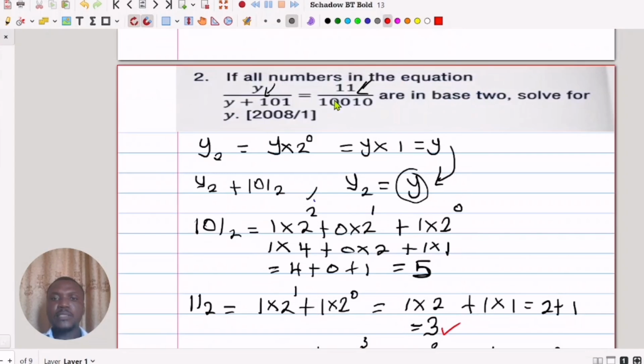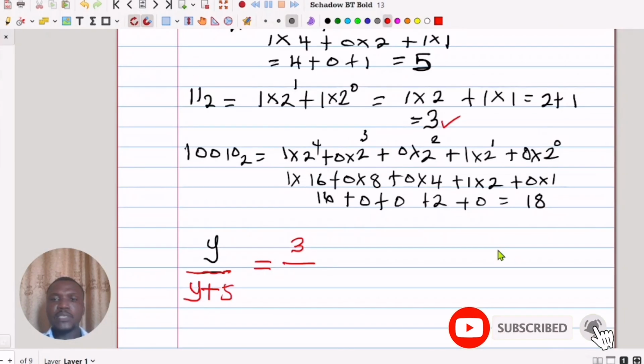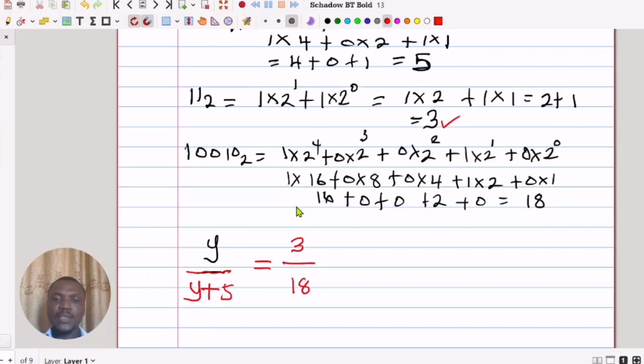And what is 10010 raised to, what is the equivalent in base 10? It is 18. So all we do is that we converted all the terms given to us to base 10. Then we now did the substitution. After that, what's the next thing?